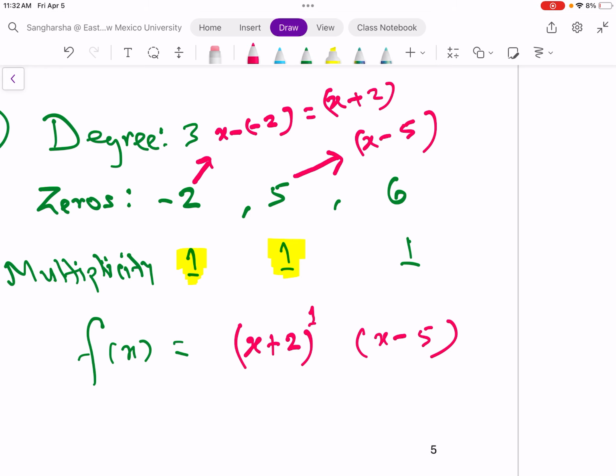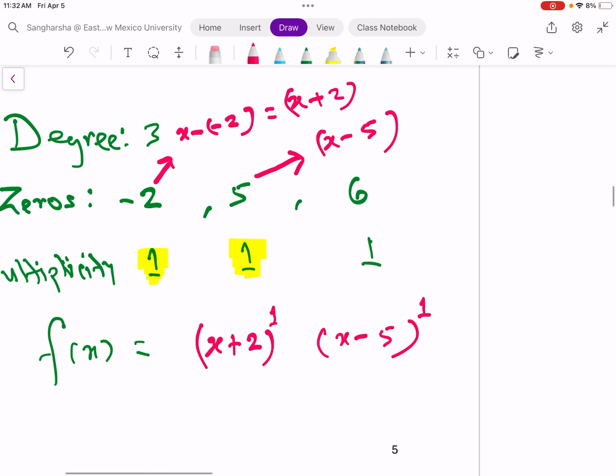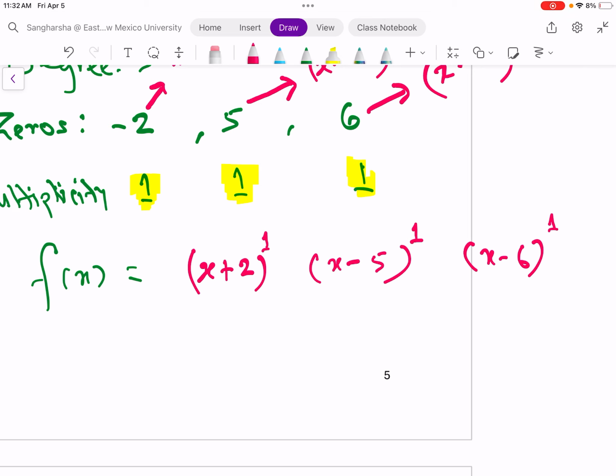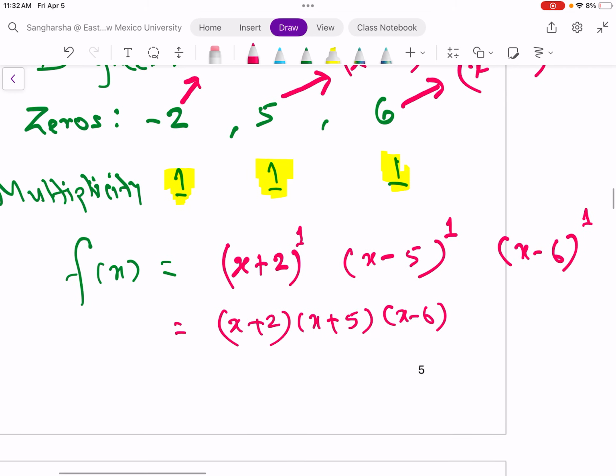Now we have this 0, 6. What is the corresponding factor? x minus this 0, which is 6. So we have x minus 6. And the multiplicity is 1, and this 1 is the exponent for this factor. And we don't necessarily write the 1, so we can rewrite this as x plus 2 times x minus 5 times x minus 6. Or you can write 1, it doesn't matter. And this is our function f of x.